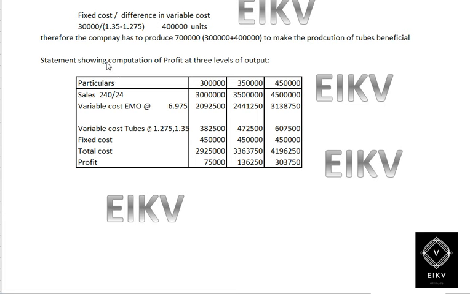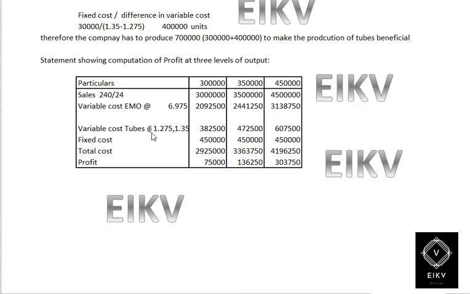Going ahead, statement showing computation of profit and loss. Profit at three levels of output. So in this table I have prepared 4 columns: particulars, 3 lakh units, 3 lakh 50,000 units and 4 lakh 50,000 units. Sales will be 240 divided by 24 into 3 lakh, 240 divided by 24 into 3 lakh 50,000 and 240 divided by 24 into 4 lakh 50,000.